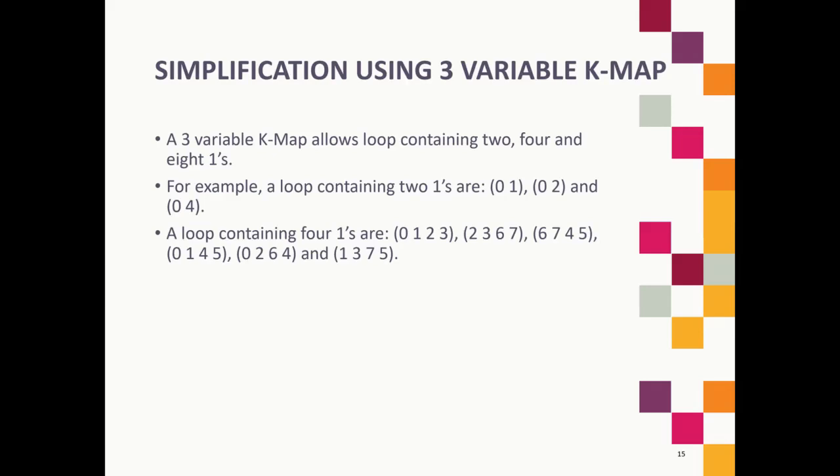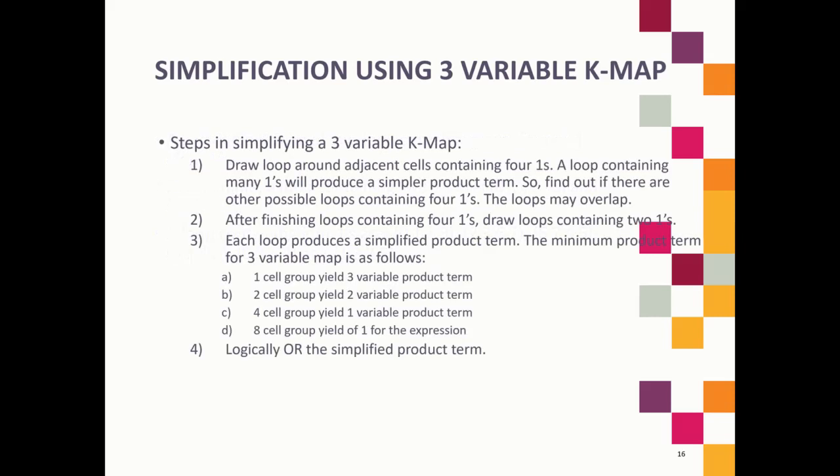A 3 variable K-map will allow a loop containing 2, 4, and 8 ones. For example, for a loop containing 2, we may have cells 0 and 1, or cells 0 and 2, or cells 0 and 4. And for a loop containing 4 ones, we may have cells 0, 1, 2, 3, or cells 2, 3, 6, and 7, and others.